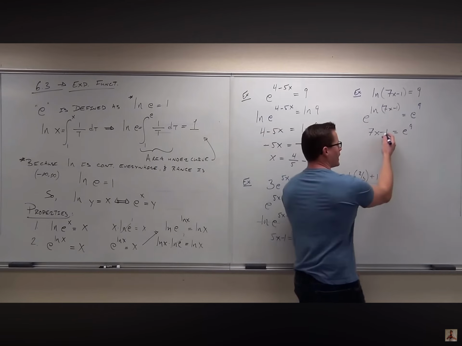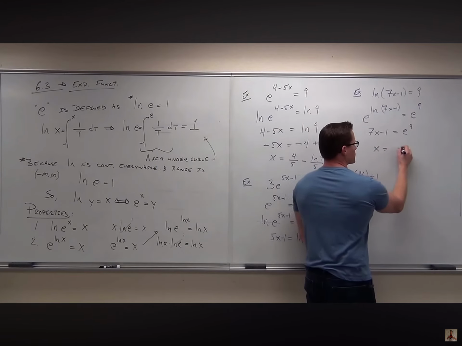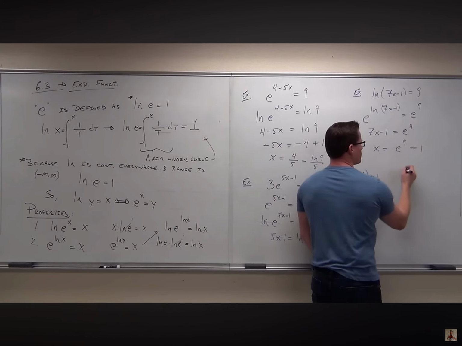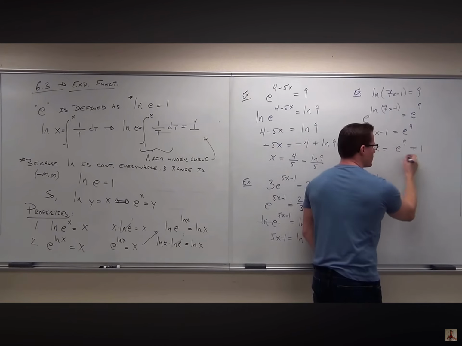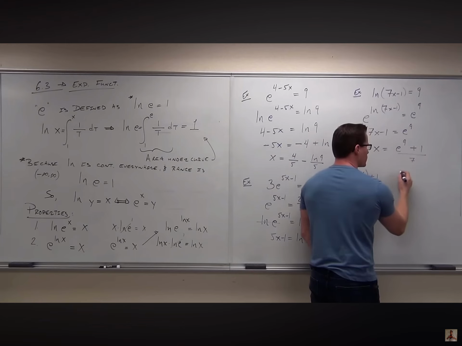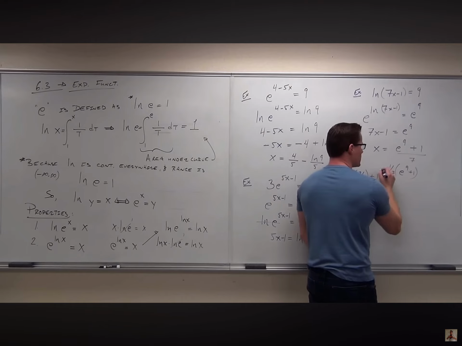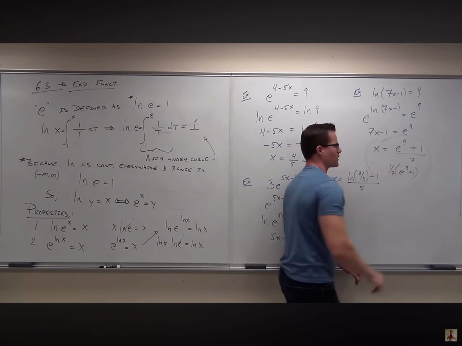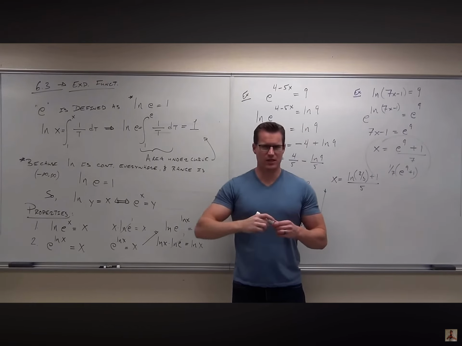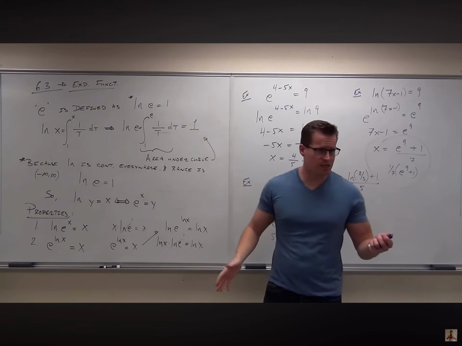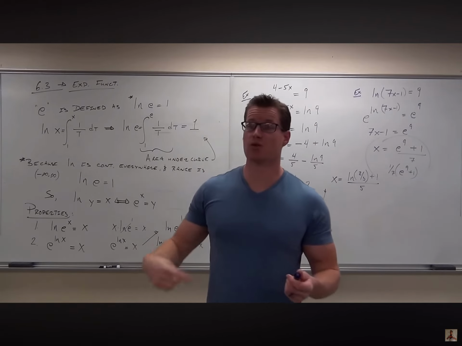Perfect. So if I add 1, we get x equals e to the 9th plus 1. If I divide by 7, put the whole thing over 7, or you can write this as e to the 9th plus 1 times 1/7. Either way is appropriate. Show of hands if you feel okay with how to solve these basic ones. All right, we'll practice a couple more next time, and we'll start talking about how to do derivatives with e.